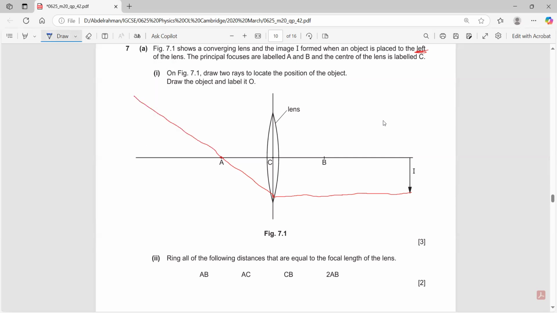The second line passes through the center of the lens, from the tip of the image all the way to the tip of the object. Again, you're drawing using a ruler. They might meet at this point, so this is your object. This is object O.